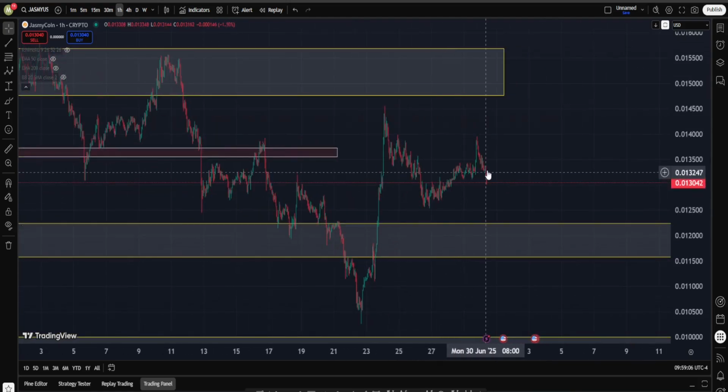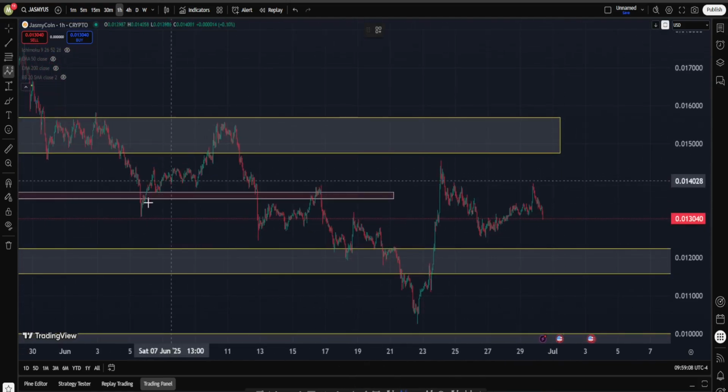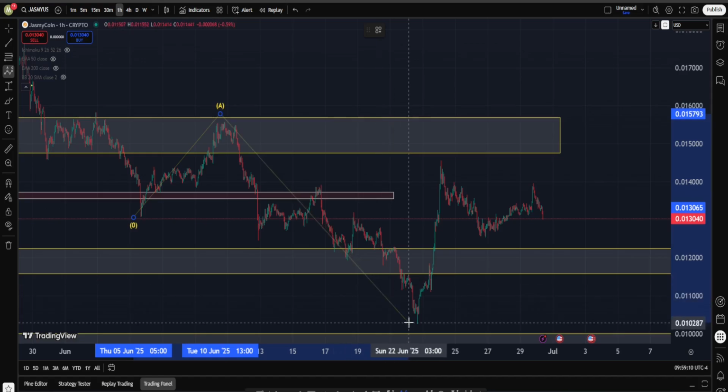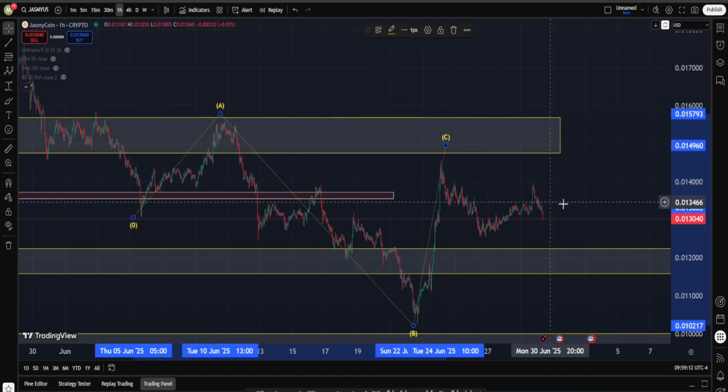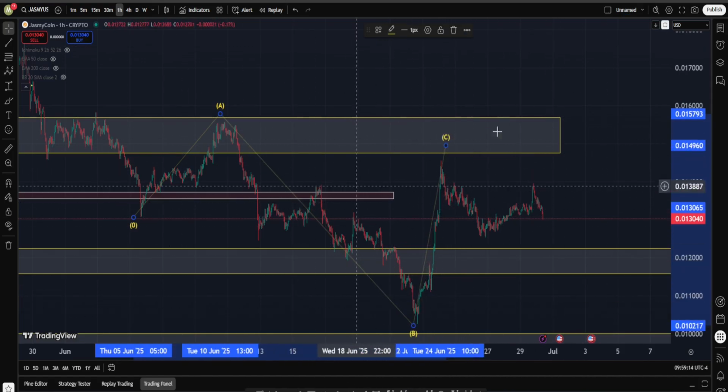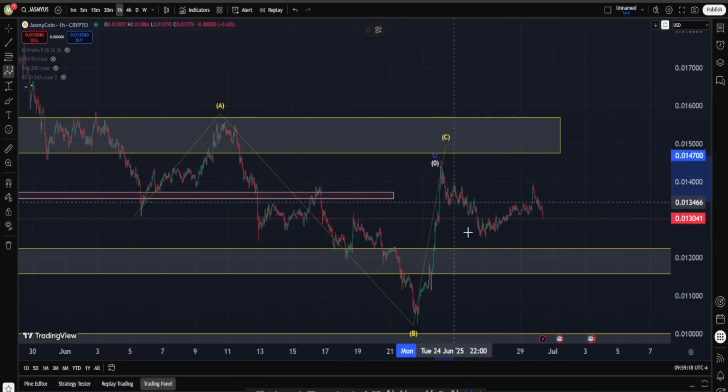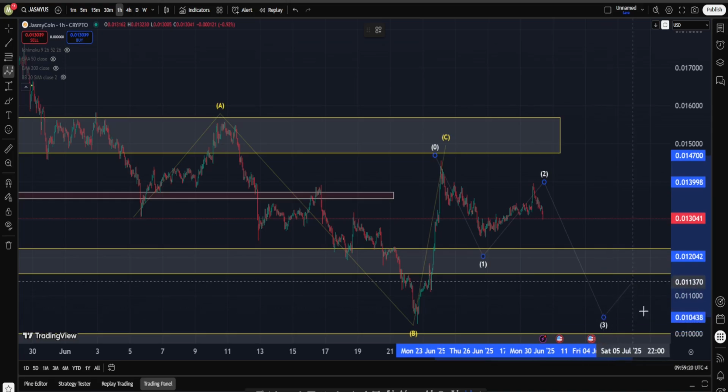In that case, I believe we can say that this is going to be starting from here, an A, a correction for wave B, and another move up into our ceiling, and this whole move is going to be an ABC running flat, and maybe it's going to be a 1, 2, and then another move down into wave 3, 4, 5.